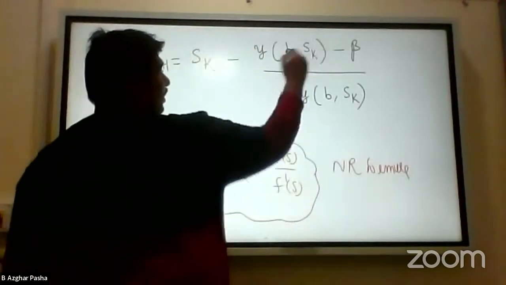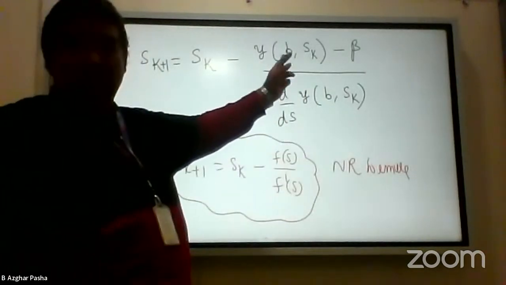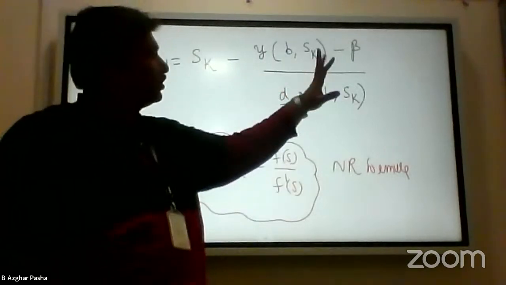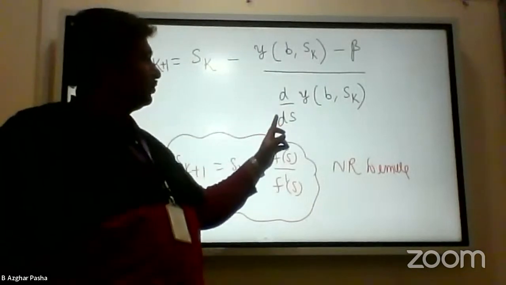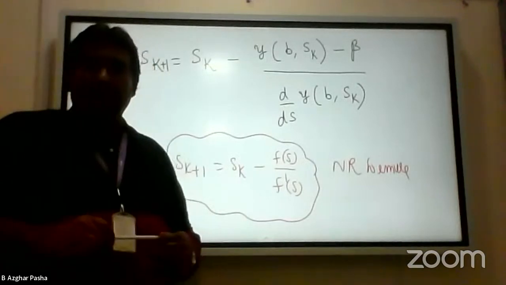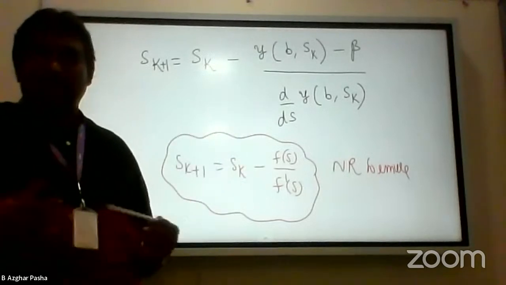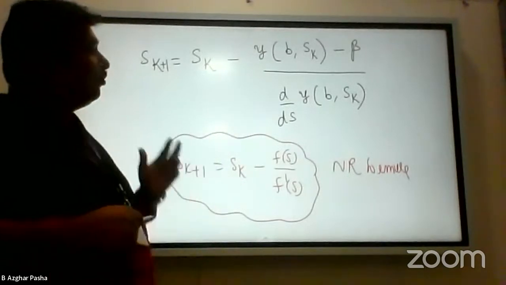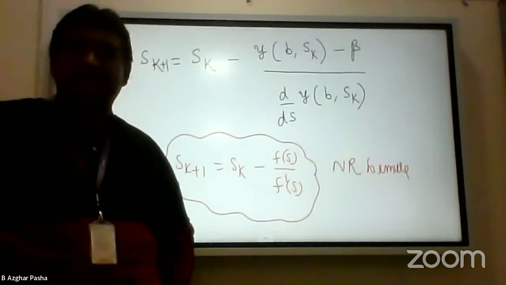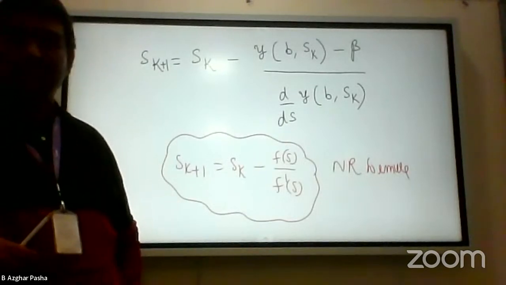So f of s is this one: the solution of the initial value problem at x equal to b minus the boundary condition, divided by its derivative. Beta is constant, this is dependent on s, so d by ds of Y of b comma s. What is the big deal here? The equation is simple, the Newton-Raphson method is simple. I can easily get the s values, improve the value of s, and get the solution. What is the big deal?